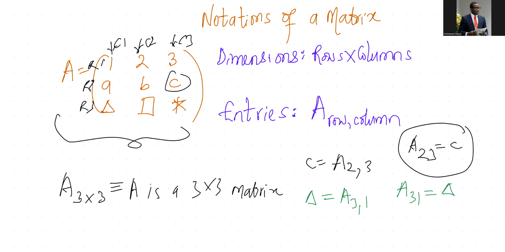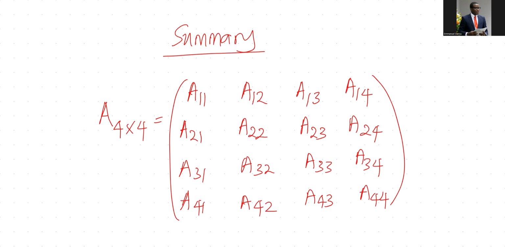So let's go ahead to summarize everything we have learned today. In summary, if you have to represent a 4 by 4 matrix, following the ideas we have gone through, then you see that in row 1, you have these elements A11, A12, A13, A14, and you also have row 2, A21, A22, A23, A24. You have row 3, and you have row 4 like that.